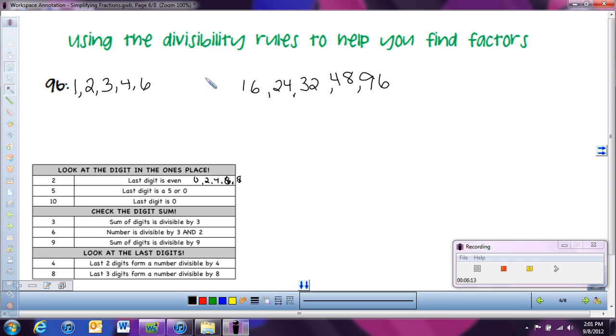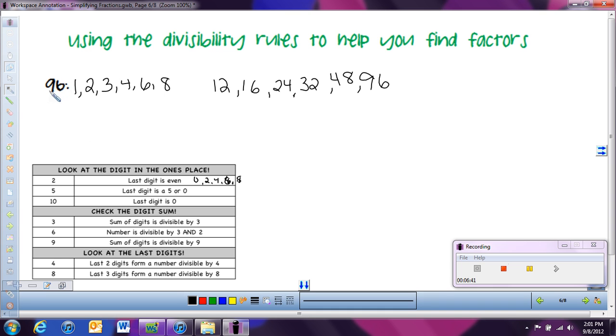And then next, we can try 8. Our rule for 8 says the last 3 digits form a number divisible by 8. This number is only 2 digits long, so that rule doesn't really apply. But 96 is divisible by 8, and it'll be 12. Next, we can try 9, and the sum of the digits has to be divisible by 9. We saw that equals 15, and 15 isn't divisible by 9, so 9 doesn't work. 10 says the last digit has to be 0. Well, it's not a 0, so that one doesn't work.